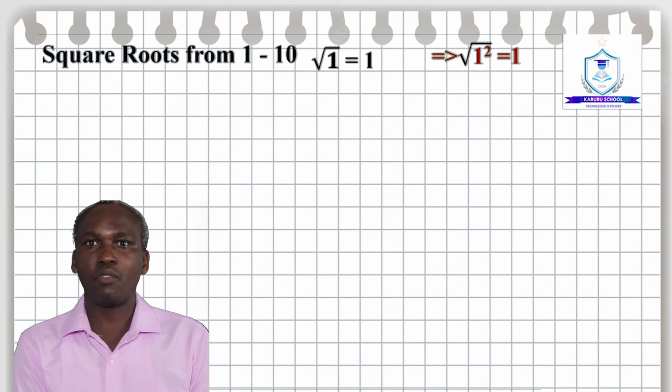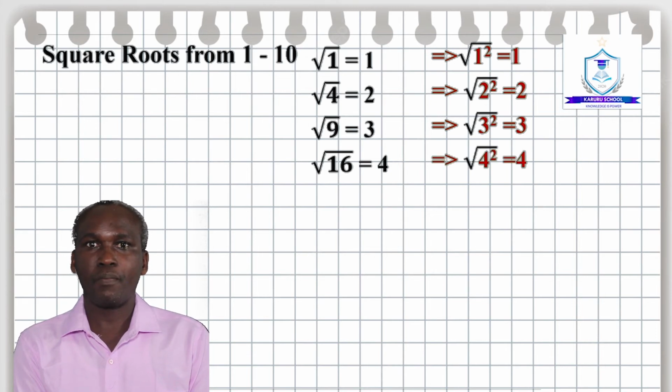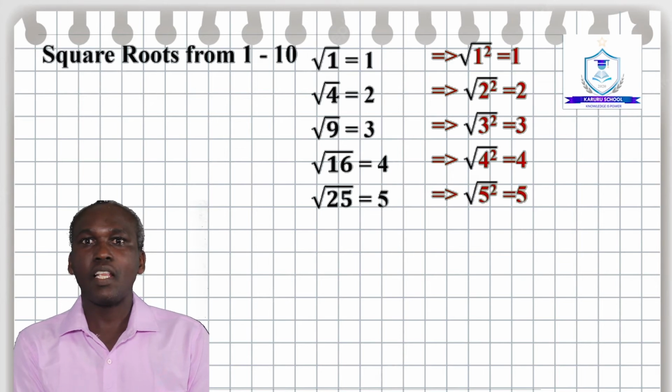This implies that the square root of 1 squared equals 1. The square root of 4 equals 2, which implies that the square root of 2 squared equals 2. The square root of 9 equals 3, which means that the square root of 3 squared equals 3. The square root of 16 equals 4, which means that the square root of 4 squared equals 4. The square root of 25 equals 5, which implies that the square root of 5 squared equals 5.